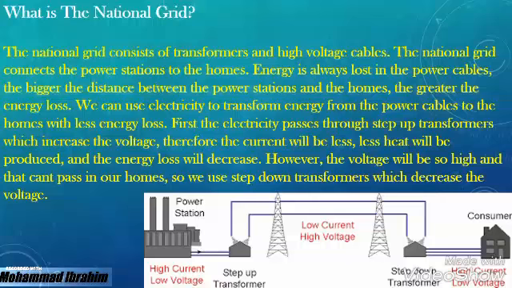What's the national grid? This is our final topic, right? The national grid consists of transformers and high voltage cables. The national grid connects the power stations to the homes. That's how we get electricity, right? Energy is always lost in the power cables. The bigger the distance between the power stations and the homes, the greater the energy loss. One way to reduce this energy loss is to make the power stations near to the homes. But nobody would accept that idea.